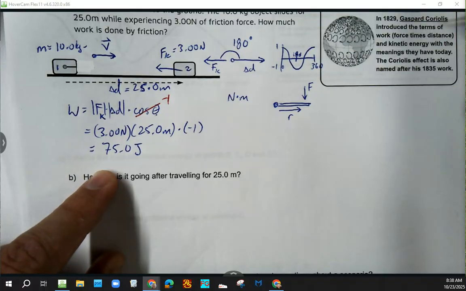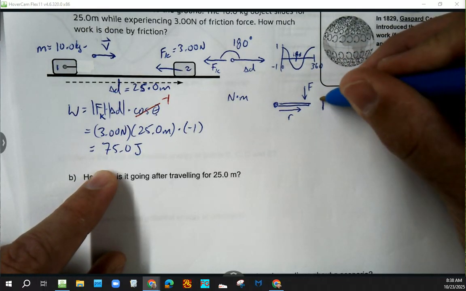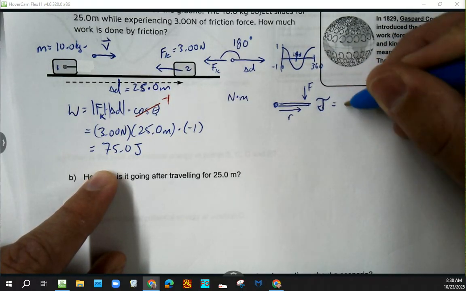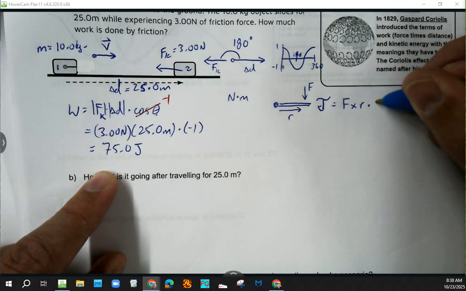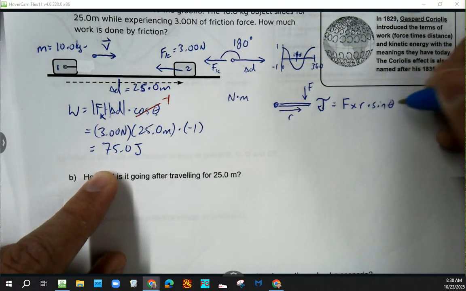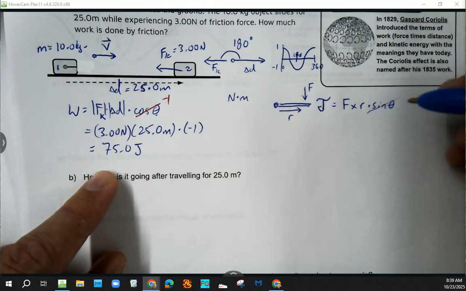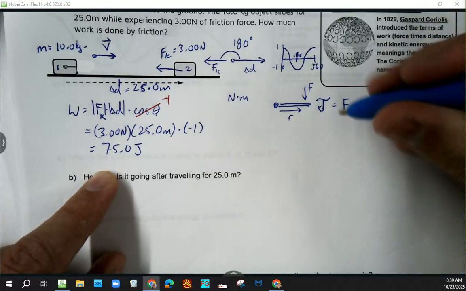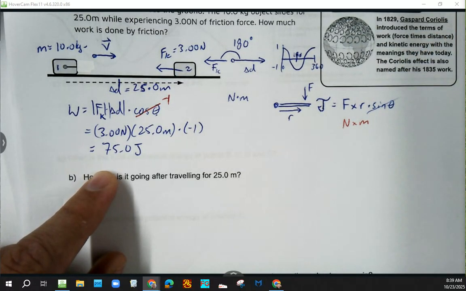And torque actually uses what's called a cross product, where torque, let's just make it a fancy T, is equal to force times radius times sine of the angle between those two values. And of course, forget about the sine or what a cross product really is. Let's just look at the units. The units for torque would then be newtons times meters, right? And so for energy, we call them joules.